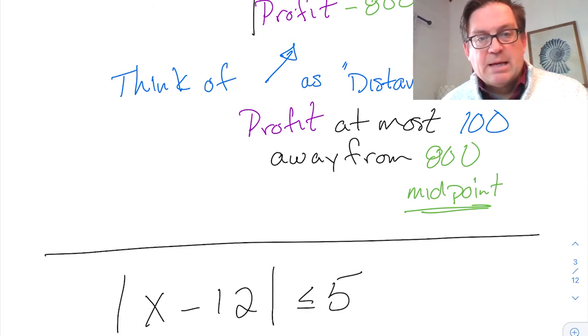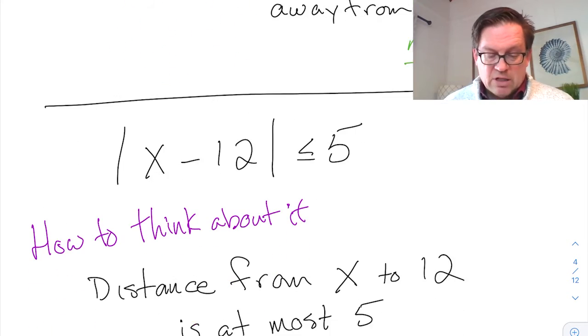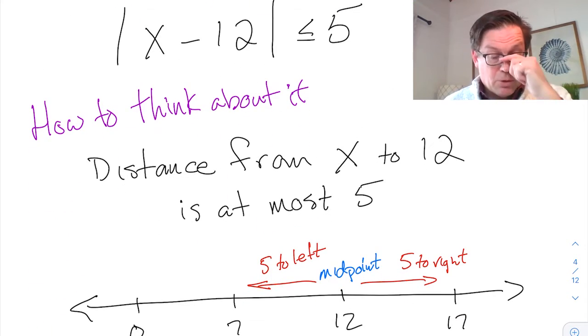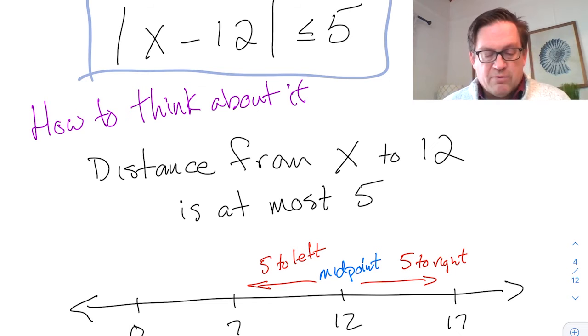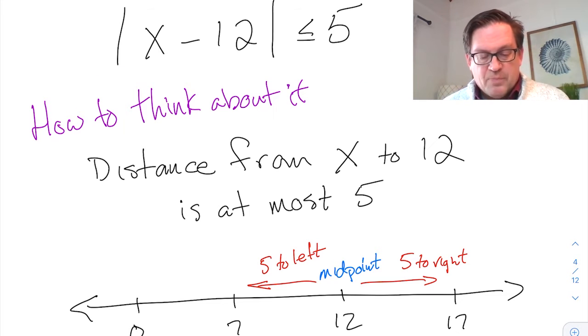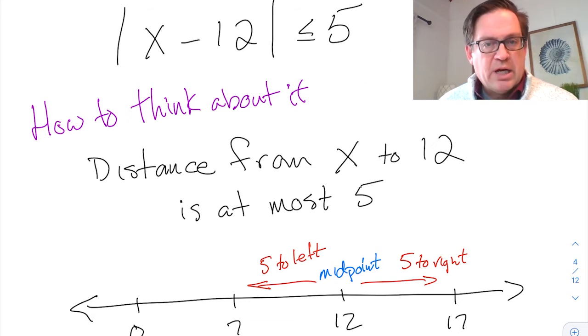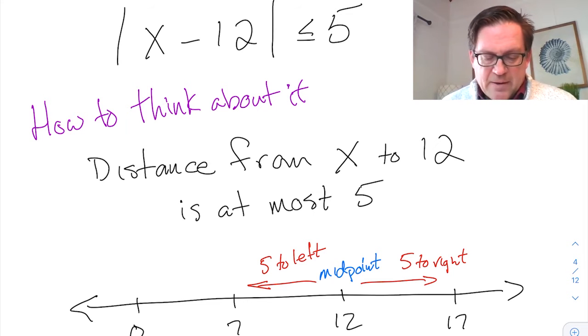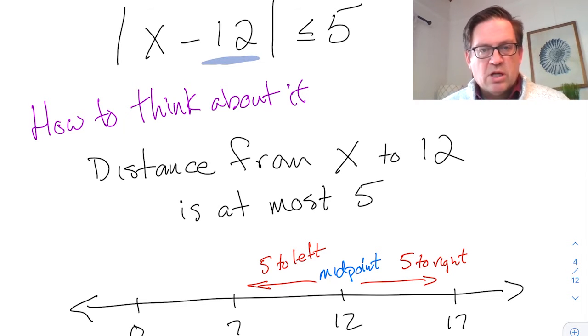So let's do one of the examples that's similar to what they have in the textbook. Absolute value of x minus 12 is less than or equal to 5. I'll show you how to solve that algebraically, and they do that in the textbook. But I also want you to think about it as this is kind of your target. And x minus 12 is how far away you are from 12, and you want that to be at most 5, less than or equal to 5.